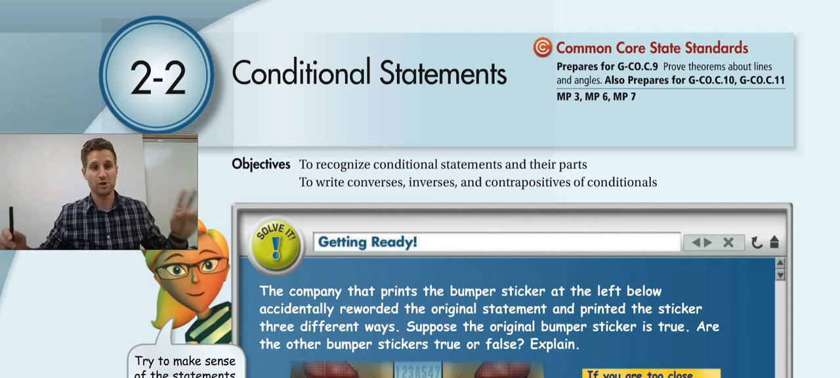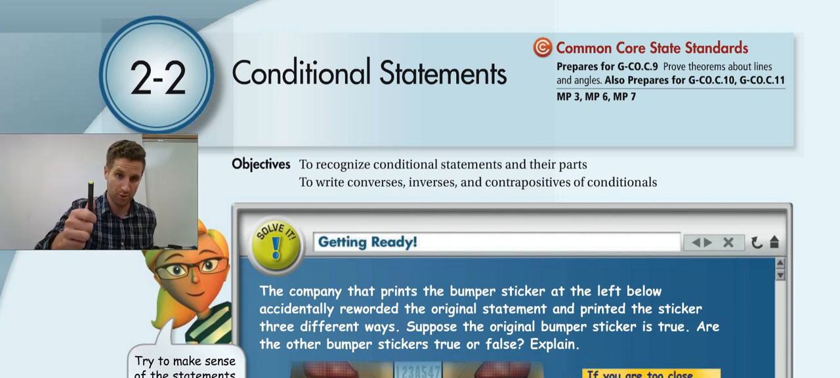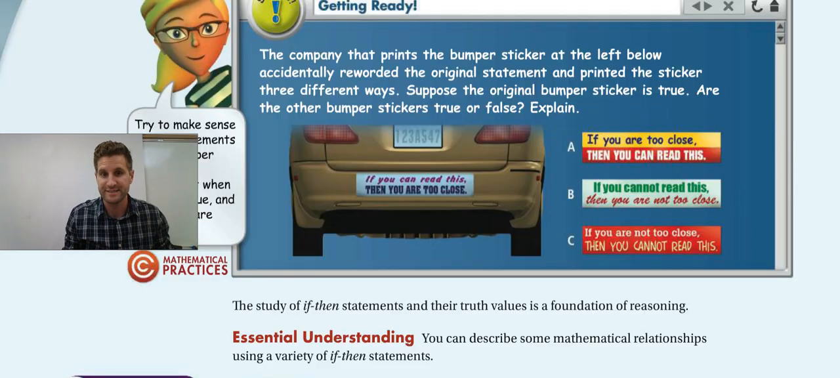Hey guys, welcome to video 2.2, conditional statements. Today we are going to recognize conditional statements and their parts. We're going to write converse, inverse, and contrapositives of our conditionals. And this is fun stuff. So let's go ahead and get started.